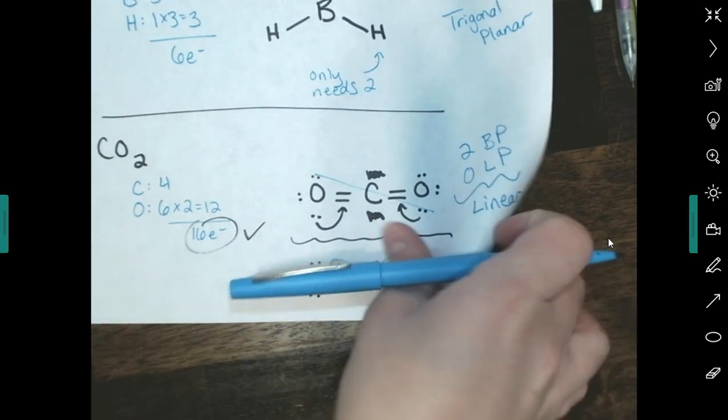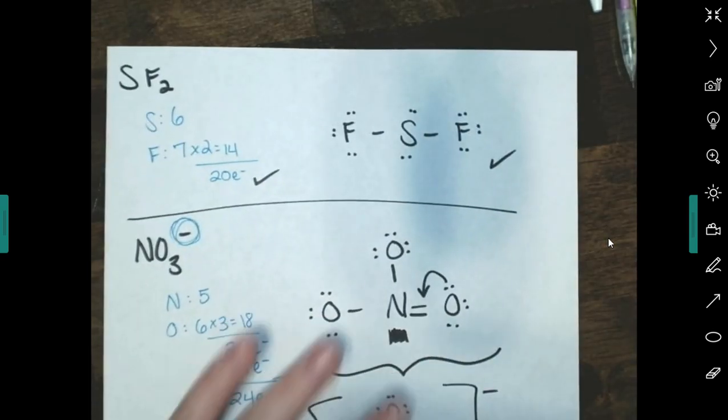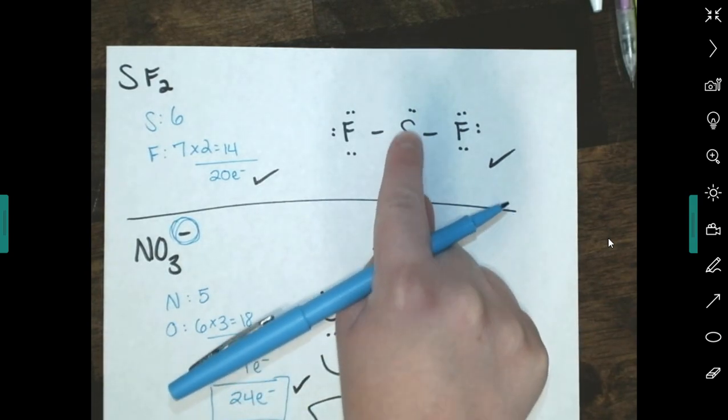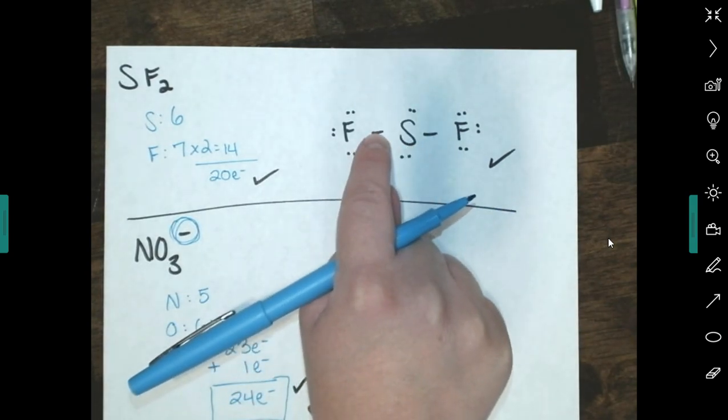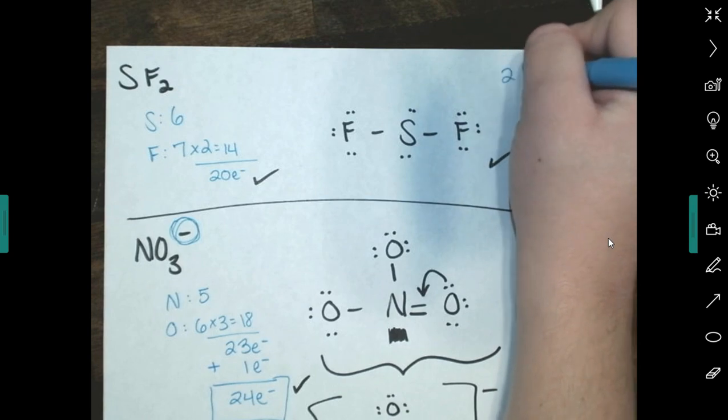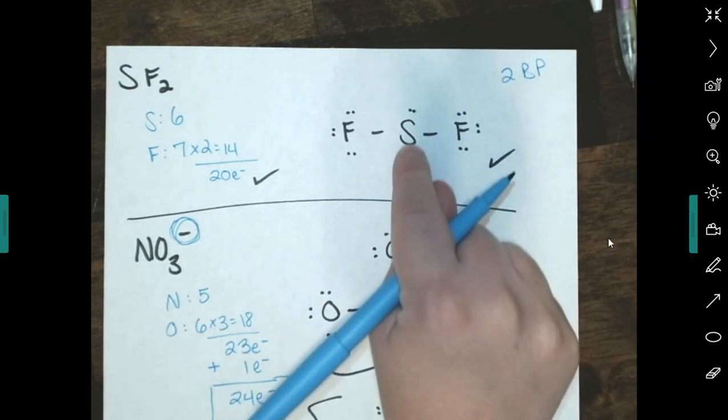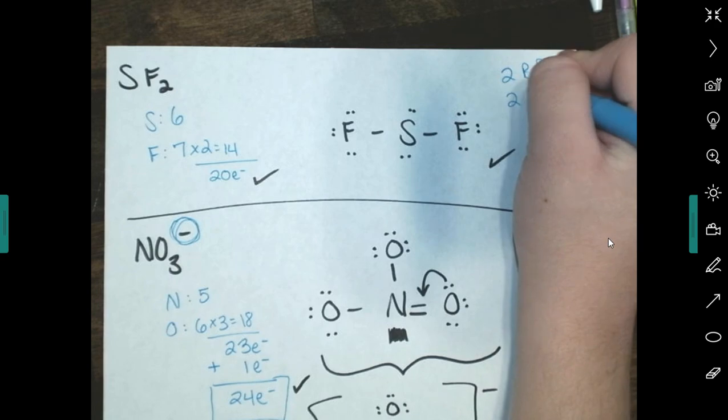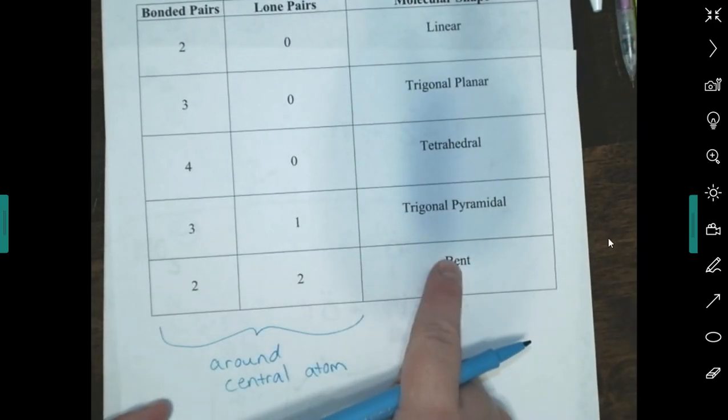Okay, let's look at our last 2 examples. This one has, look at your central atom, the one in the center. You've got 2 bonds, so 2 bonding pairs, and you have 2 lone pairs. Here's a lone pair, here's a lone pair. 2 lone pairs. So that would give you 2 bonding pairs, 2 lone pairs, that's bent.